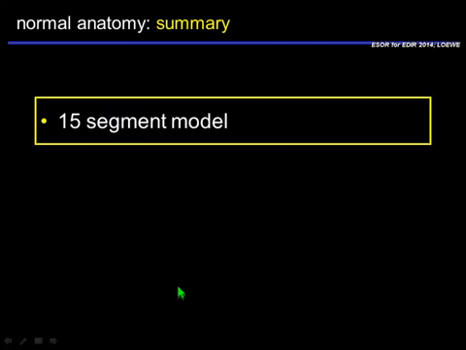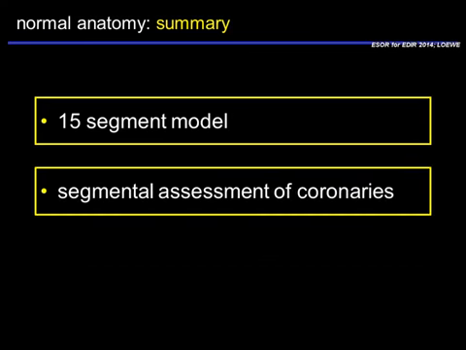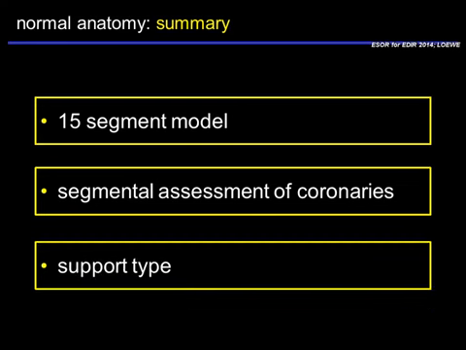So to summarize up the normal anatomy, the 15-segment model as introduced by the American Heart Association is currently the most important one and clinically used one. We should stick to this segmental model, and we should do the segmental assessment of the coronary arteries, and we should always indicate the supporting type to lead even the treatment.